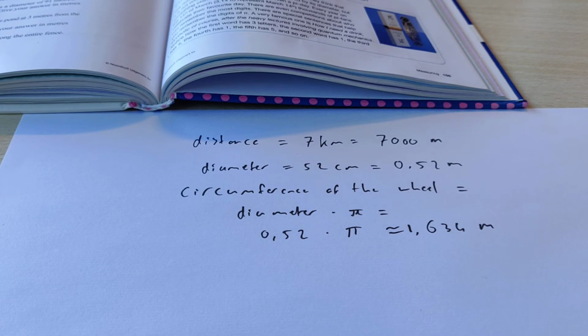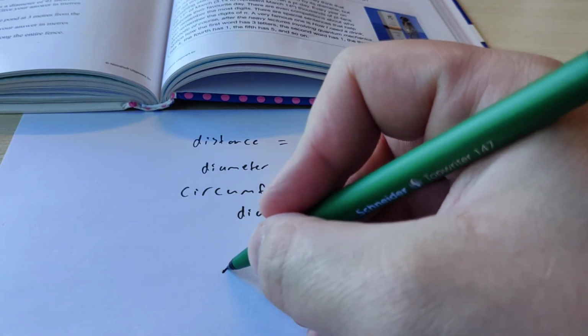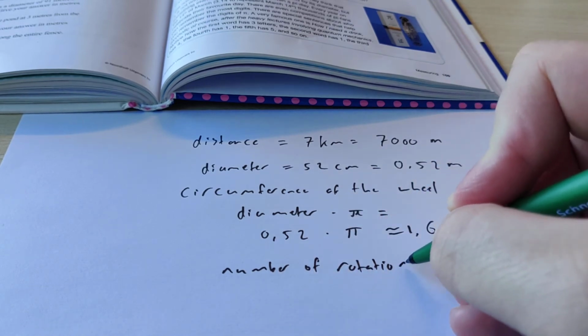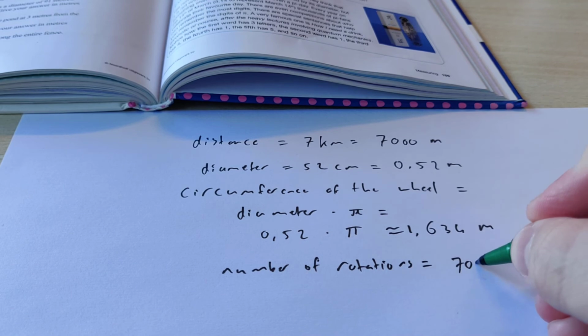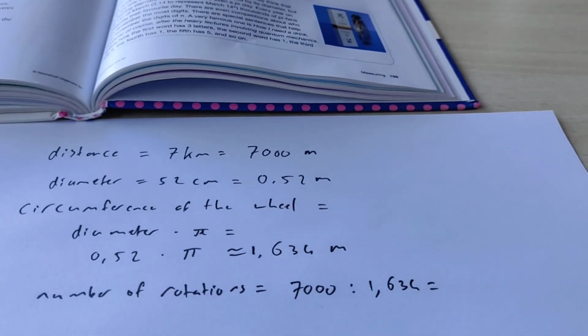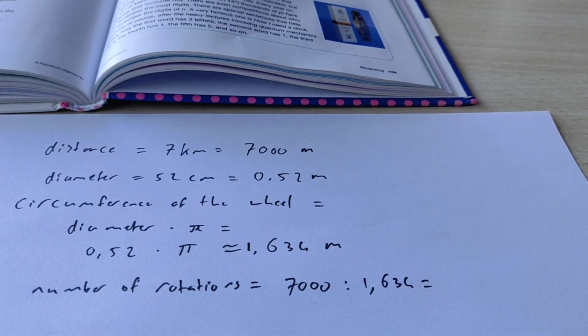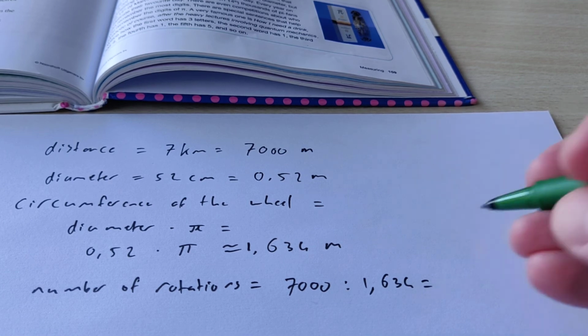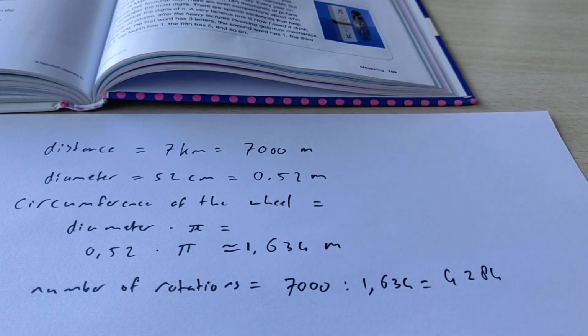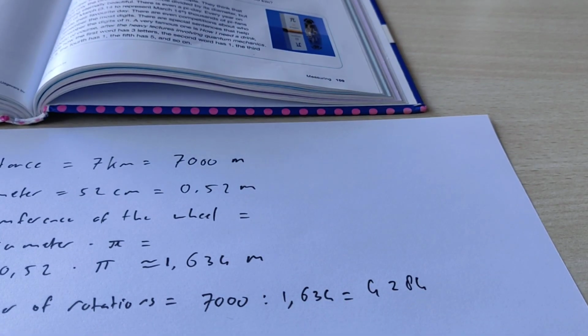This is the distance he wants to travel, so now we want to calculate how many times the wheel turns. So how many rotations are there? So the number of rotations is 7,000 divided by 1.634, and then we know how many times the wheel turned. So let me calculate that. 7,000 divided by 1.634, and that's 4,284 times rounded off. Yes, if he cycles 7 kilometers to his grandma's house, his wheel turns more than 4,000 times.